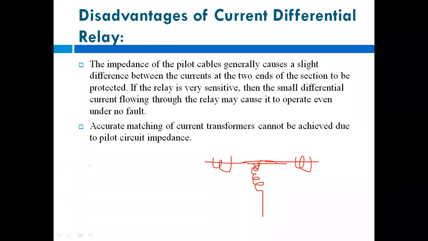Means at exact, we cannot say that these current transformers are matched, because when we are considering this pilot wire, there will be some impedance. So these are the disadvantages of the current differential relay.